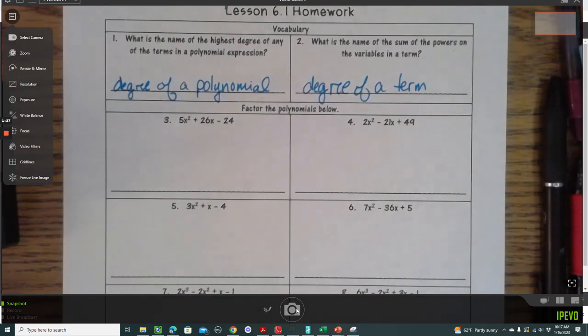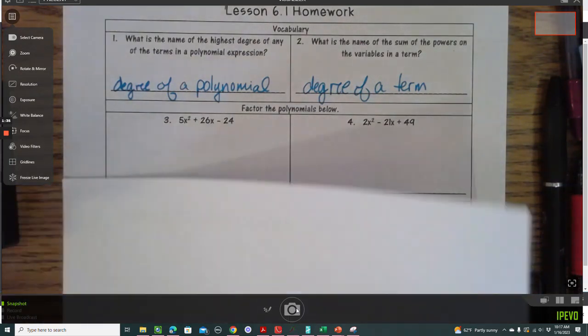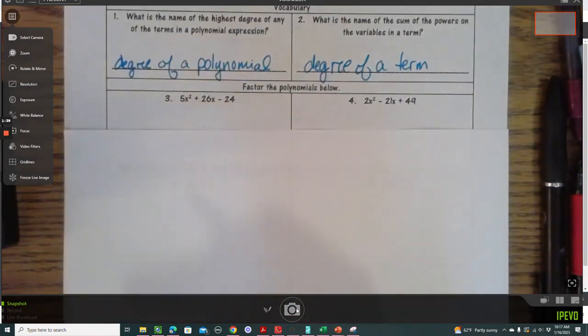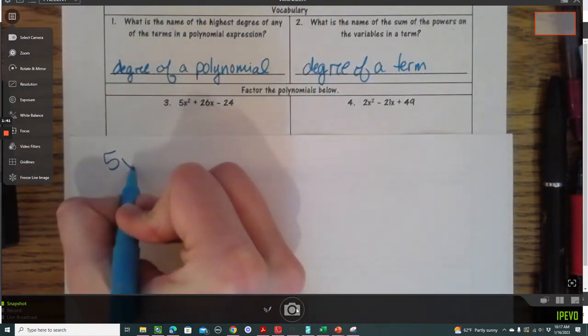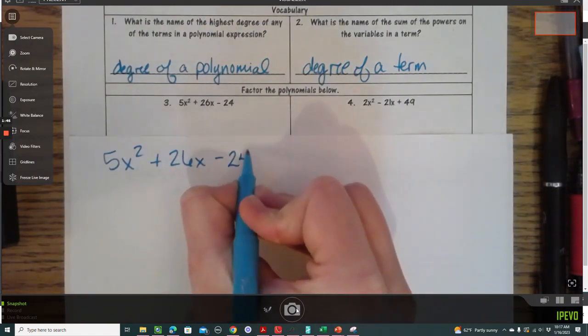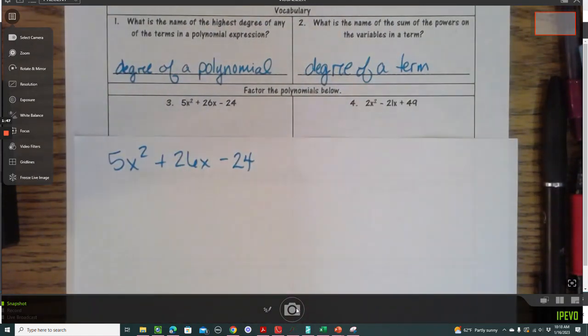All right, so we're going to start off with quadratics. So what we're doing is we're factoring. Okay, so when we factor how we did quadratics, 5x squared plus 26x minus 24. There's two ways we can do this. We can slip and slide or we can factor.